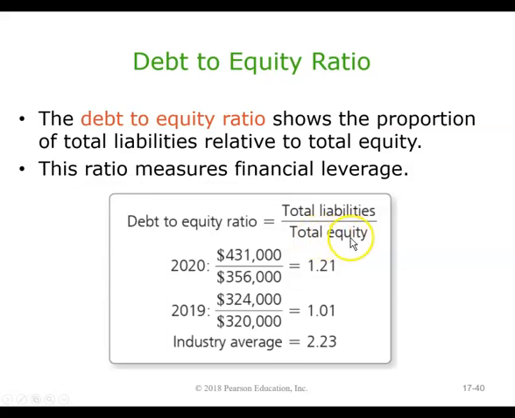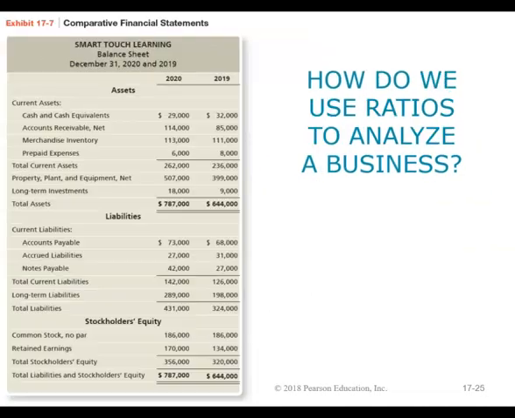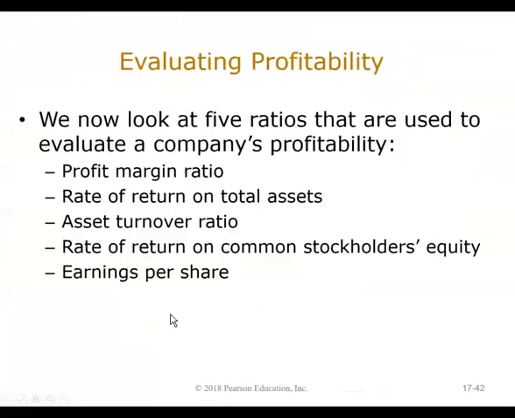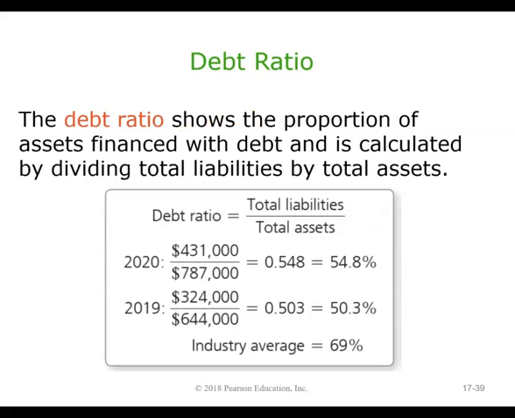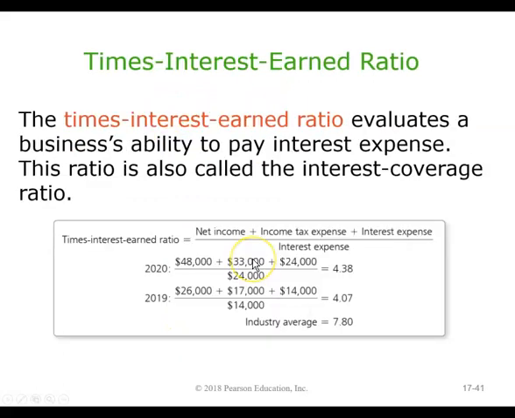Let's go look and see where you find total equity. So total equity is right here. It's made up of your paid-in capital plus your retained earnings, and that gets you to your total stockholders' equity. So that's that number right there. And then, of course, you know where your total liabilities are right there. Okay, so that takes care of debt to equity ratio.